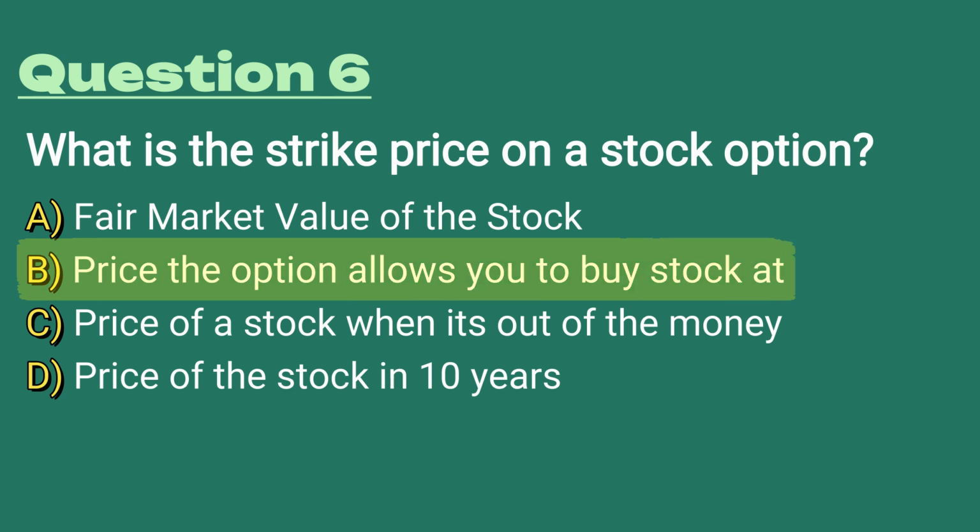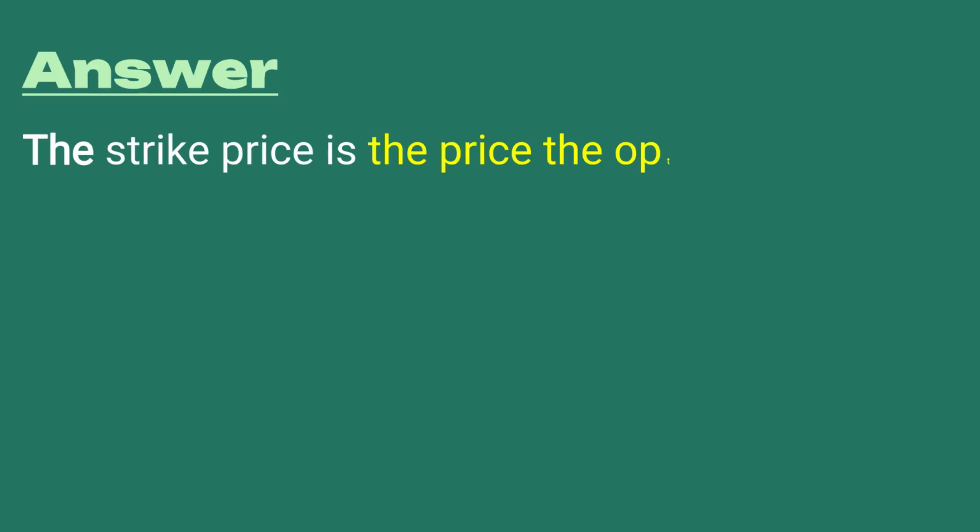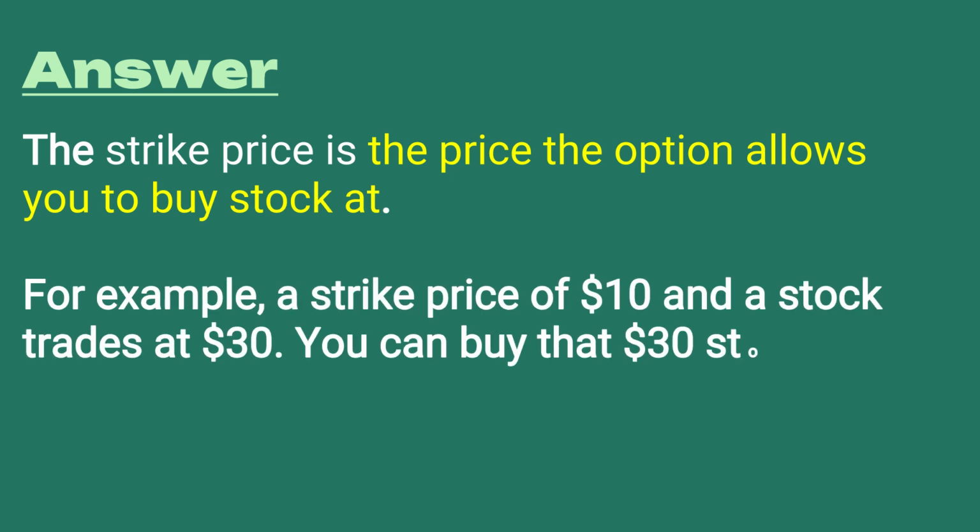The answer is B, the price the option allows you to buy the stock at. A stock option will have a strike price, and that strike price is going to be the price you can go and say, I want to buy shares, and I have this option, I can buy them at X dollars. So you might get a strike price of $10, and the stock price has gone to 30. You then can exercise those options, buying at 10, and you have a $20 built-in gain when you're buying your shares because you have a strike price at $10.